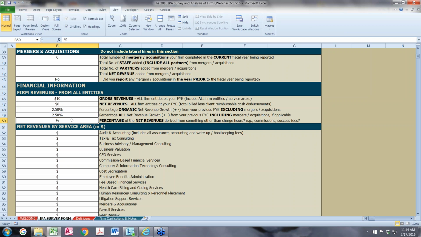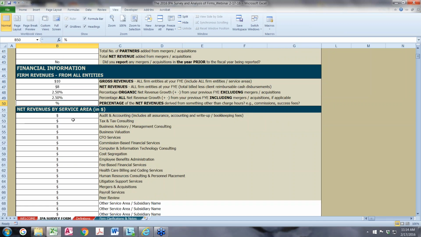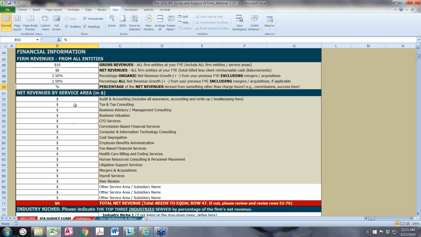Row 50 asks for the percentage of the firm's net revenue derived from something other than charge hours. Many firms provide services that generate revenue regardless of charge hours, such as revenues on assets under management or success fees over and above the work performed. Please indicate the percentage of the firm's total net revenues derived from something other than charge hours here on row 50. If none, please enter 0%.